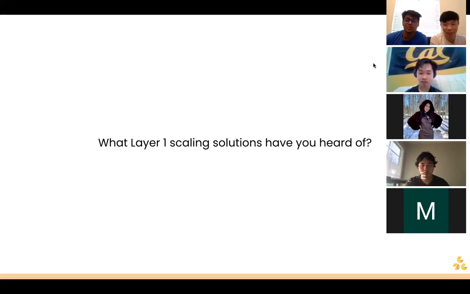Technically, yeah, that is a scalability solution, and that would be layer 1. You're correct, because the hash puzzle is on the base layer that's built into the core protocol. So there we go.